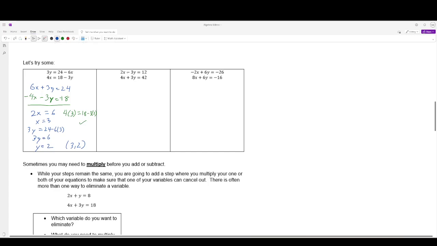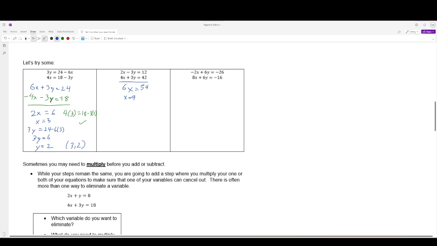The second one, we already have everything lined up, and we already have a variable set to eliminate. This is a much easier question because we can skip the first couple of steps and go straight to adding the equations. We get 6x, no y's, and 54. So x is equal to 9.